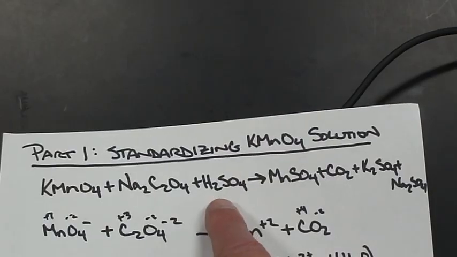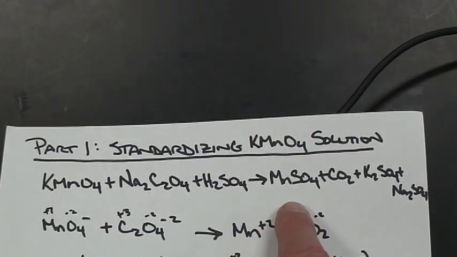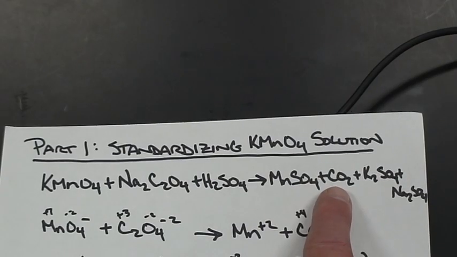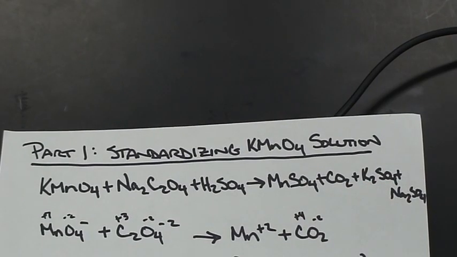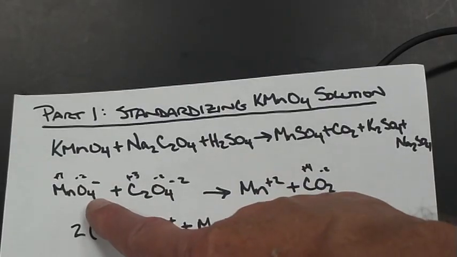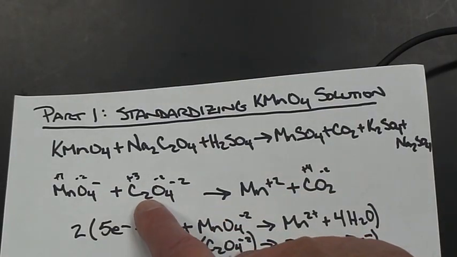We're going to acidify it, and in mixing those together we're going to make manganese sulfate, carbon dioxide, and then we're going to get potassium sulfate and sodium sulfate. What's really going to be important for us to do a net ionic equation with it is just to take a look at those permanganate ions and my oxalate ions.